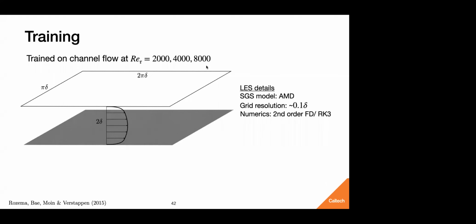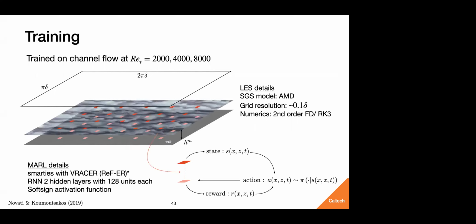For the LES subgrid scale model, we're using a model called AMD, which you can find in this paper cited on the bottom left, Rozema et al. And for the grid resolution, we're using about 10 points per boundary layer, which is very typical of wall-modeled LES. The code uses a second order finite difference scheme with the RK3 time stepping, along with the fractional step method for pressure, which is a pretty common code in fluids.